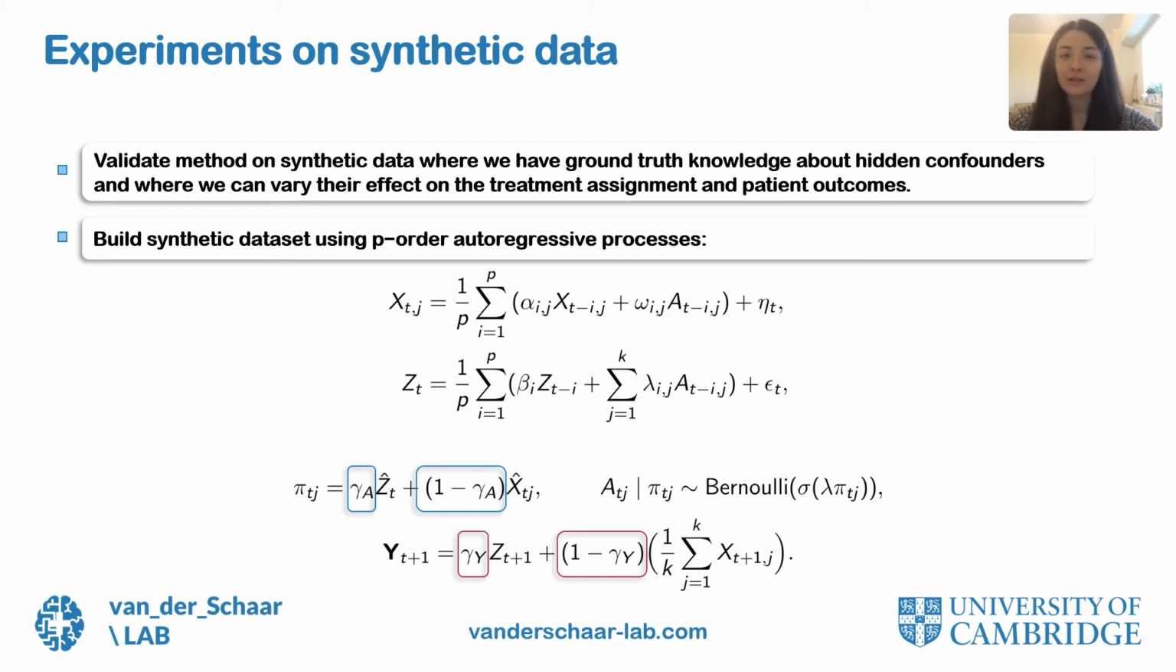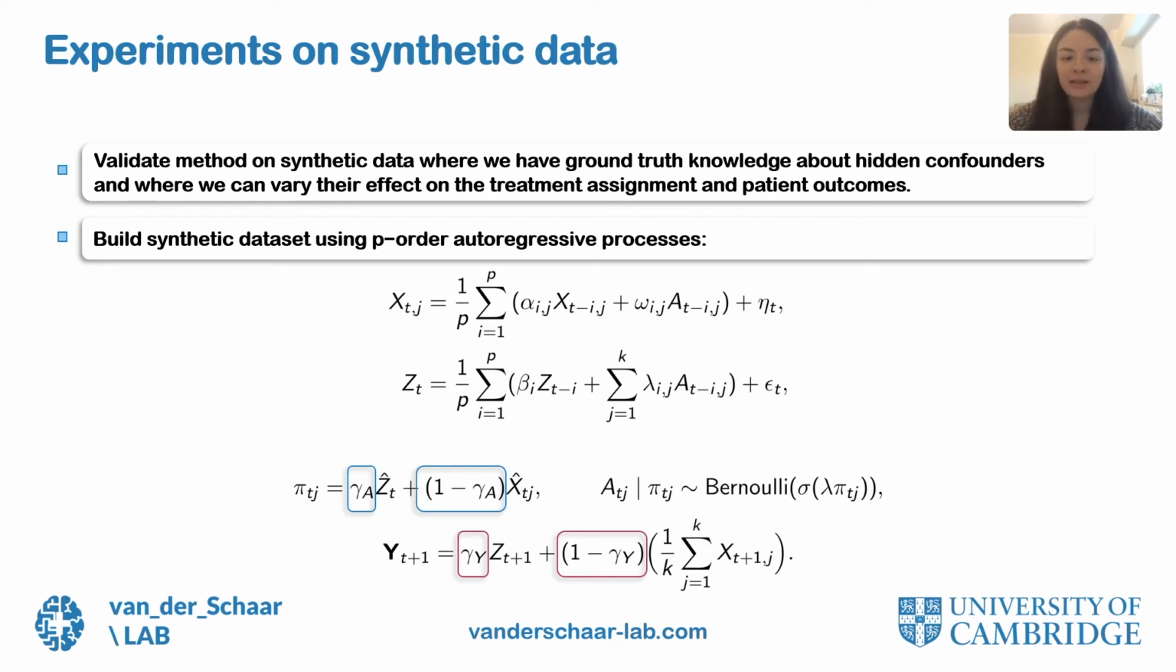The value of zt changes over time and is also affected by past treatments. Now, at each time step t, the treatment assignment ATJ depends on the single-cause confounder xtj and the multi-cause hidden confounder zt, where here hat xtj and hat zt are the sum of the covariates and confounders respectively over the last p time steps. And here gamma A controls the amount of hidden confounding applied to the treatment assignments. The outcome is also obtained as a function of the covariate and hidden confounder, where the parameter gamma Y controls the amount of hidden confounding applied to the outcome.